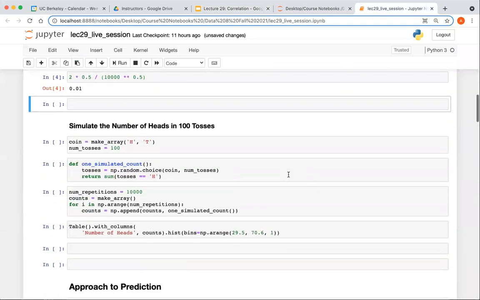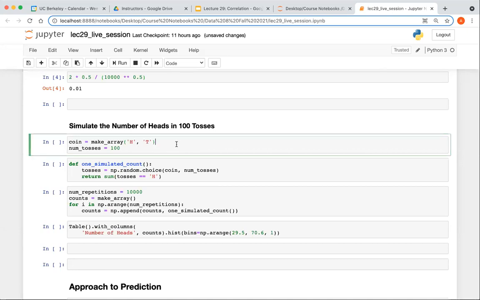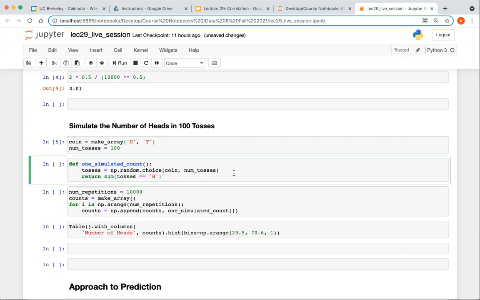So I'm going to do the very first simulation that we did for you of a statistic, which is simulating the number of heads in 100 tosses. So I have a coin, H T. I've defined num tosses to be 100. So this one simulated count tosses the coin 100 times and counts the number of heads.